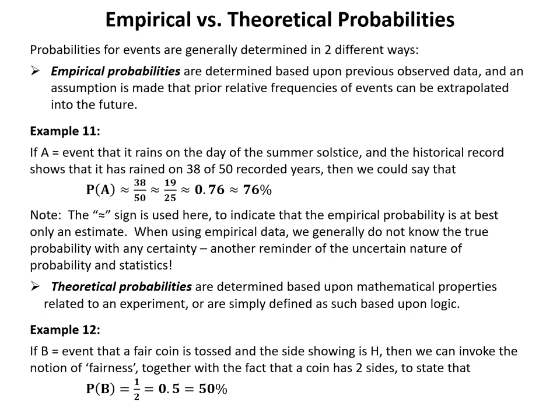Theoretical probabilities, on the other hand, are determined based upon mathematical properties related to an experiment, or are simply defined as such based upon logic. In example 12, we have the event B defined as the event that a fair coin is tossed and the side showing is heads. Now, we can invoke the notion of fairness and what that means with regard to a coin, together with the fact that a coin has two sides, to come to the conclusion and state that the probability of event B is simply equal to 1 over 2, or 1/2, which is equal to 0.5 or 50%.